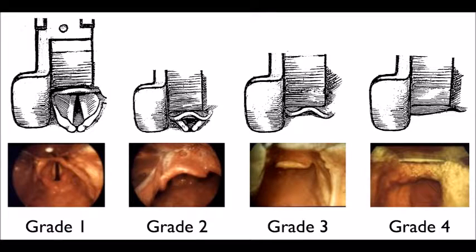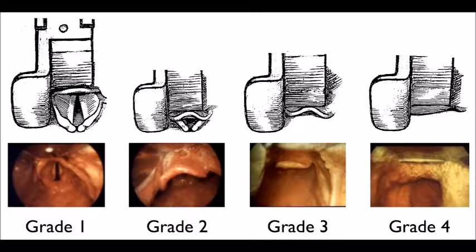Once the glottic opening has been visualised, it is given a grade based on the Cormack and Lehane classification. Grading is rated from grade 1 through to grade 4. In a grade 1 view, most of the glottis is visible. Grade 2 view, at best, half of the glottis is seen, and at worst, only the posterior tip of the arytenoids can be visualised. In a grade 3 view, only the epiglottis is visible, and in a grade 4 view, no laryngeal structures at all are visible.